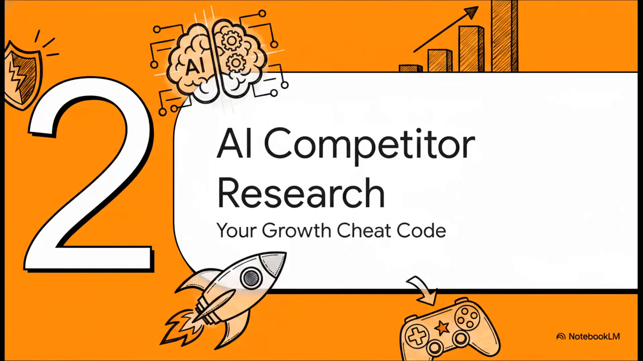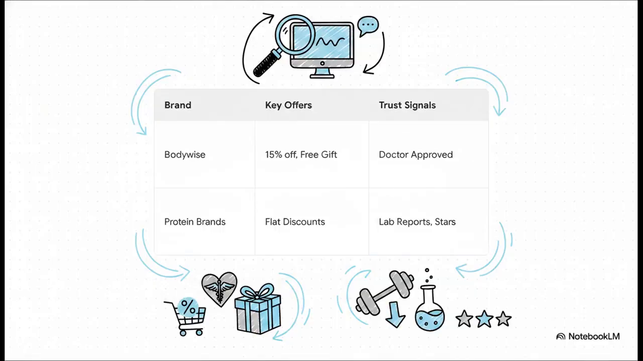Moving on to Section 2, AI-powered competitor research. This is basically your growth cheat code. Before you even started creating ads, you used to have to spend hours just scrolling the Facebook Ads Library trying to figure out what your competitors were doing. Well, not anymore. Now you can just feed a prompt right into an AI tool like Perplexity.